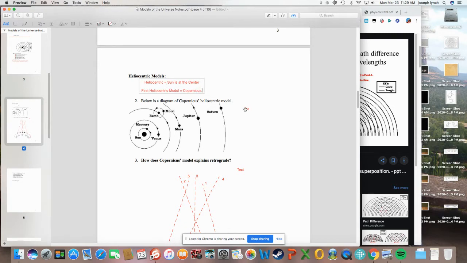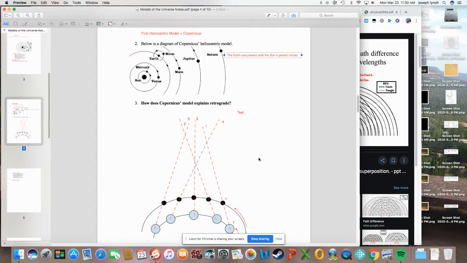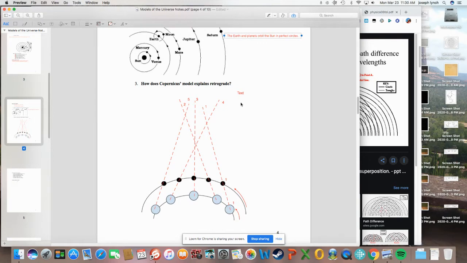And here's a diagram of his model. We have the Earth and planets orbit the sun in perfect circles. Now, that's going to explain retrograde this way, okay?